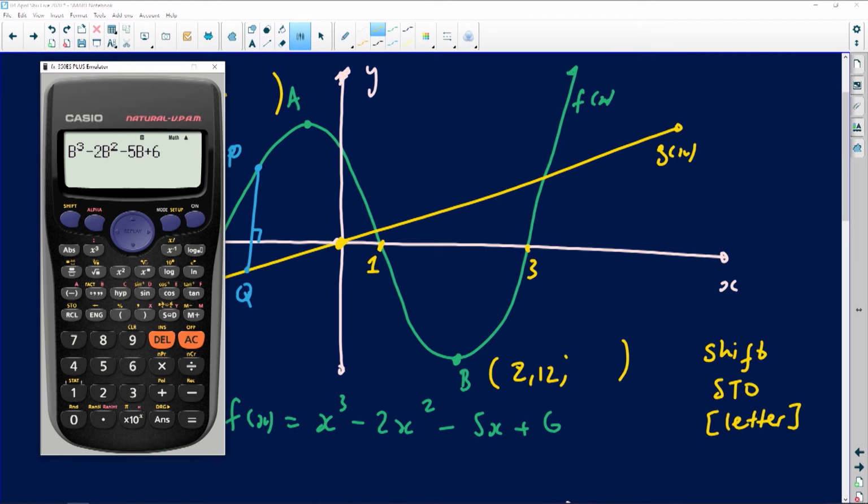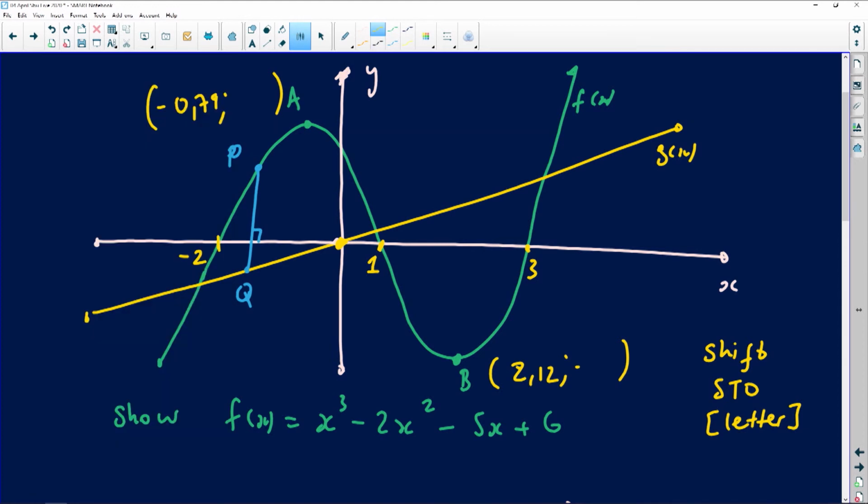And then I press my calculator to see what the answer comes out as. It comes out as minus 4.06. So this is going to be minus 4.06 as the corresponding y value.